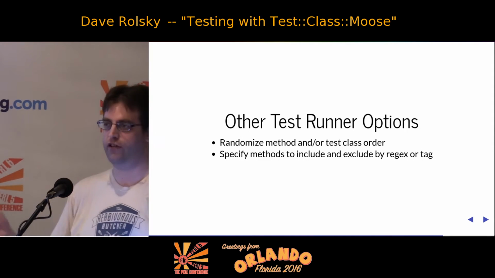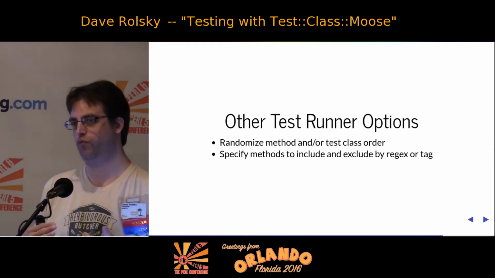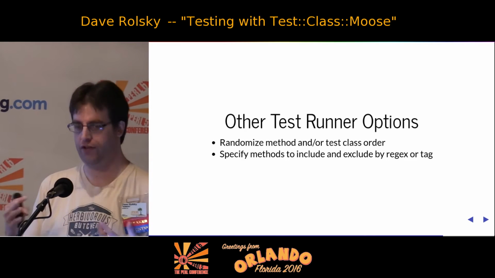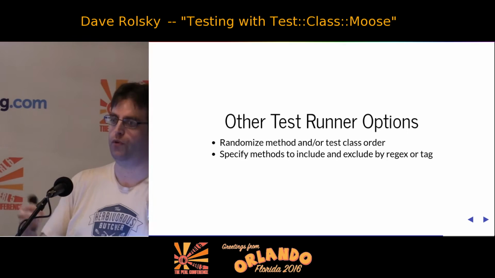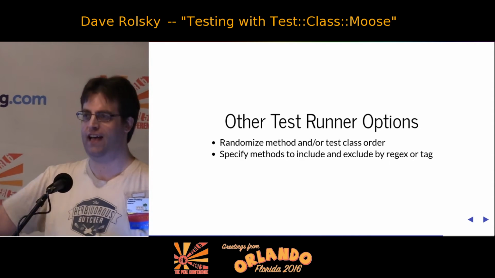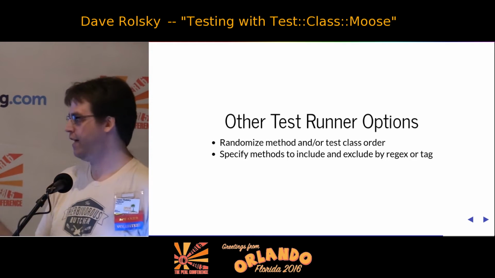There's also a bunch of other test runner options. You could randomize the order that the methods in each class are run in. You can randomize the order that the classes are run in. By default, this stuff is all sorted. You can also specify methods to include or exclude, either by giving it a regex or a tag. A tag is like an attribute thing. You can also just do it by method name. So that can be really useful.